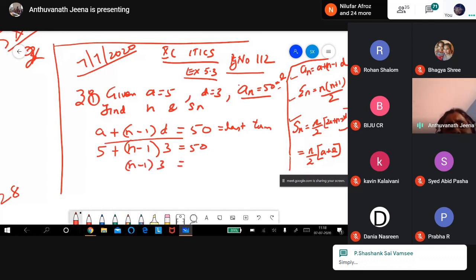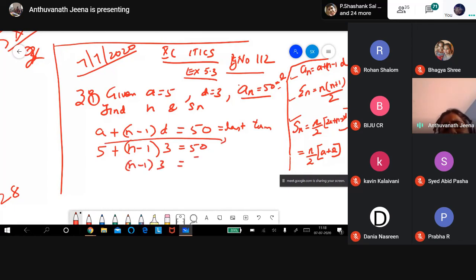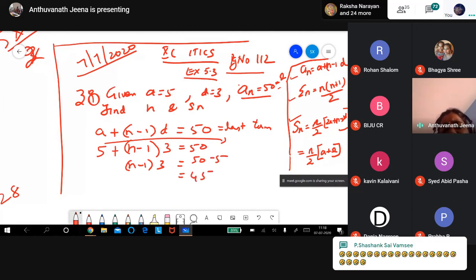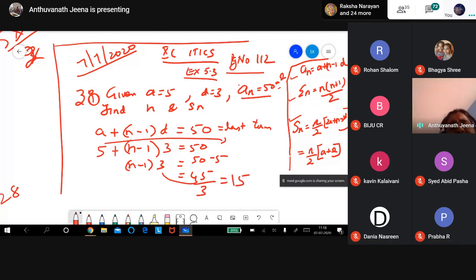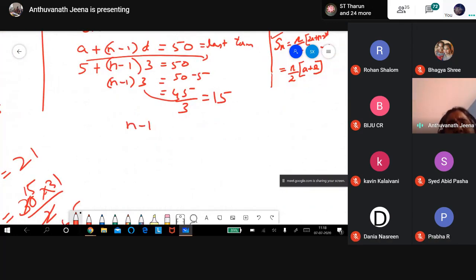First, bring that 5 this side. So 50 minus 5 is 45. Then bring this 3 this side, so divided by 3 is 15. So N minus 1 is equal to 15. So what is N? N is equal to 15 plus 1, that is 16.